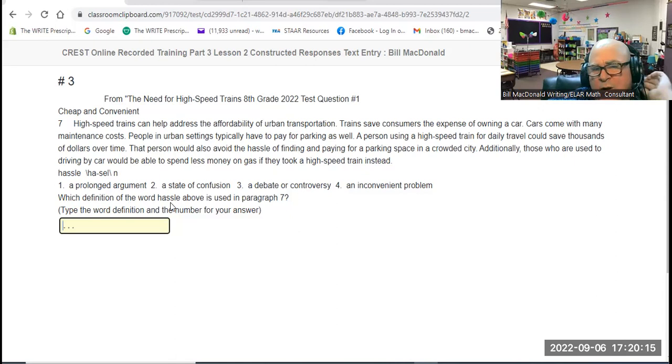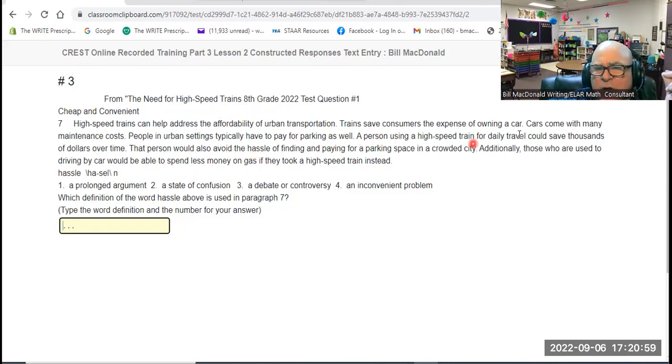Which definition of the word hassle above is used in paragraph 7? So this came from a passage called The Need for High-Speed Internet, high-speed trains. It's the 8th grade, question number 1, and looking for the word hassle. There it is. All right. So I always suggest, if you can't read the entire passage, you scan it and maybe read the sentence before if you struggle with reading.